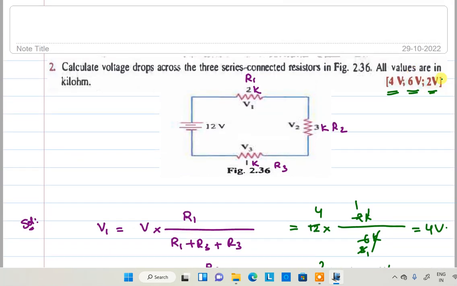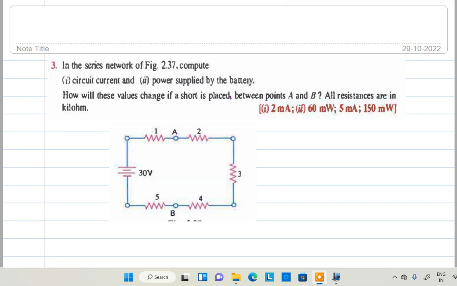This is a way to find out the solutions, right? Okay. Next one, third problem. In the series network, compute the circuit current and the power supplied by the battery. How will these change if a short is placed between the A and B terminals? A and B terminals, if they are short circuited, what will happen? All resistors are in kilo ohms.